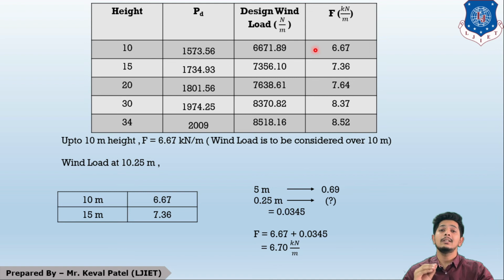Now for 10 meter, I have the value 6.65. For 15 meter, I have the value 7.36. So for 10.25 meter, how much will be the value? I have value for 10 meter 6.67, 15 meter 7.36. If the gap is of 5 meter, then the gap in value is 0.69. Then between 10 and 10.25 there is a gap of 0.25 meter. So how much will be the value? For that cross multiplication will be required, and after cross multiplication I can get the gap as 0.0345. So adding the gap to the base value of 10 meter, I will get the value for 10.25 meter as 6.70. You can check that it should be in between the 10 meter and 15 meter values. So 6.70 is in between both of them. So I am correct.